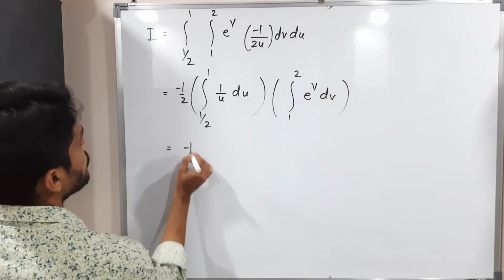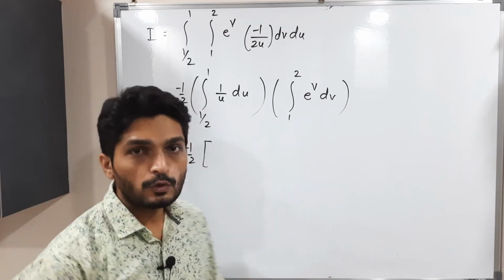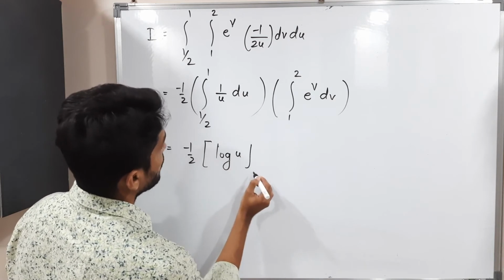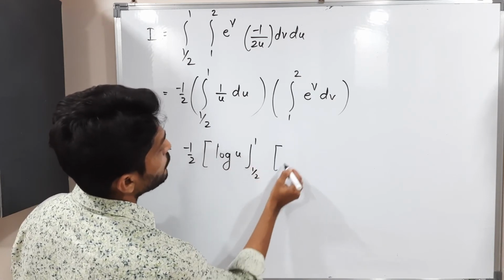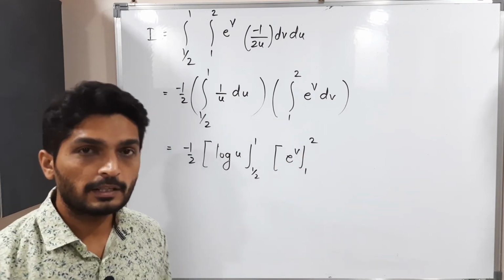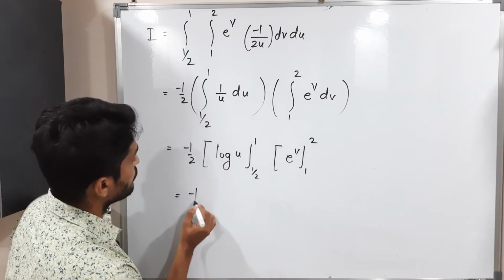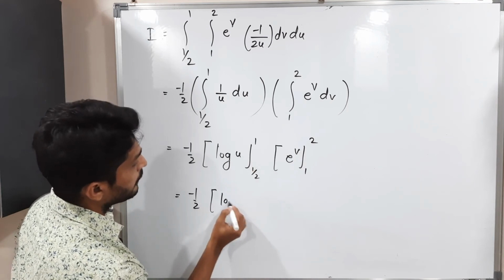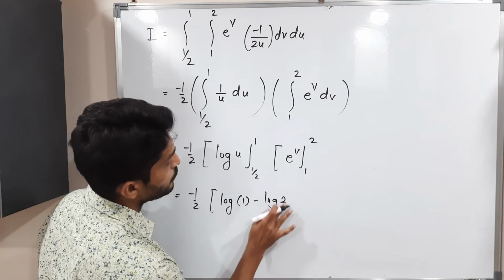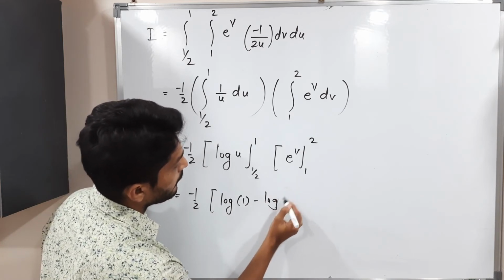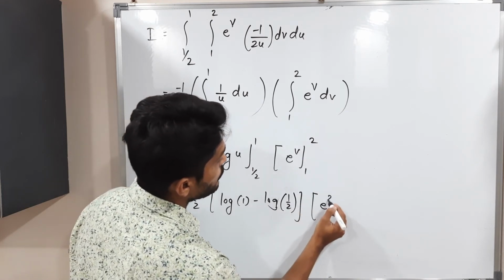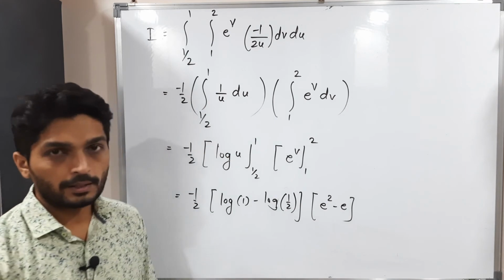So this is equal to minus 1 by 2. Integration of 1 by u is log u, right? 1 by 2 to 1. Integration of e raised to v is e raised to v, 1 to 2. Let us put upper limit, lower limit. So this is equal to minus 1 by 2. I am putting 1, so log 1 minus log 1 by 2. First of all I write 1 by 2, after that we will solve it. So here I will put upper limit: e raised to 2 minus e raised to 1, okay.